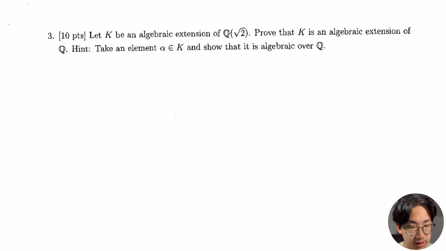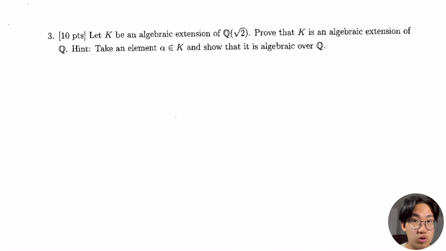Question 3. Let K here be an algebraic extension of Q adjoined root 2. We want to show that K is an algebraic extension of Q. So first of all, an element is algebraic over a field simply if it is the root of some polynomial. And then we can kind of extend that to an algebraic extension where every single element of that extension is algebraic.